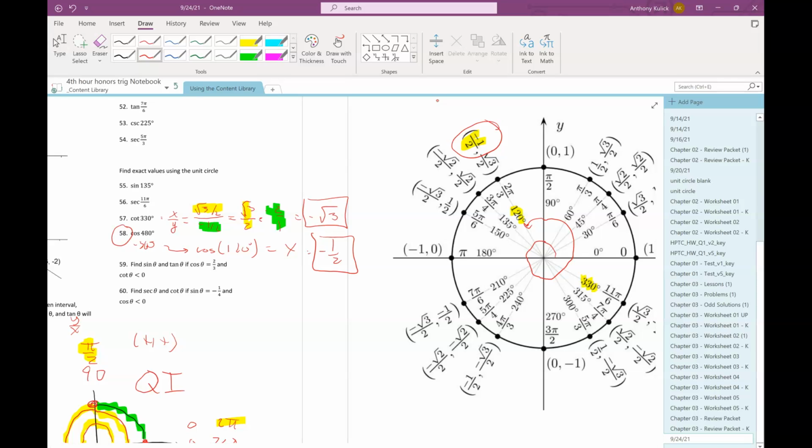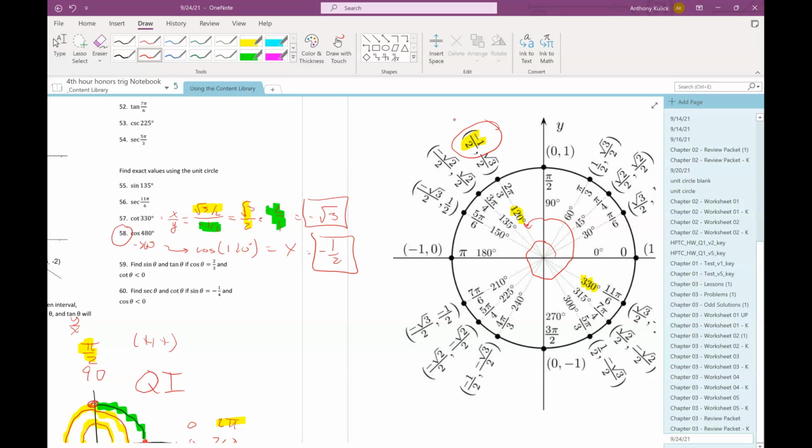Either way of thinking about it is okay, whether you want to find the coterminal angle computationally or go spinning around the unit circle and find it visually. Cosine is the x coordinate at 120. So I found 120 degrees and pulled the x coordinate, because cosine theta is x on the unit circle. Natalie.